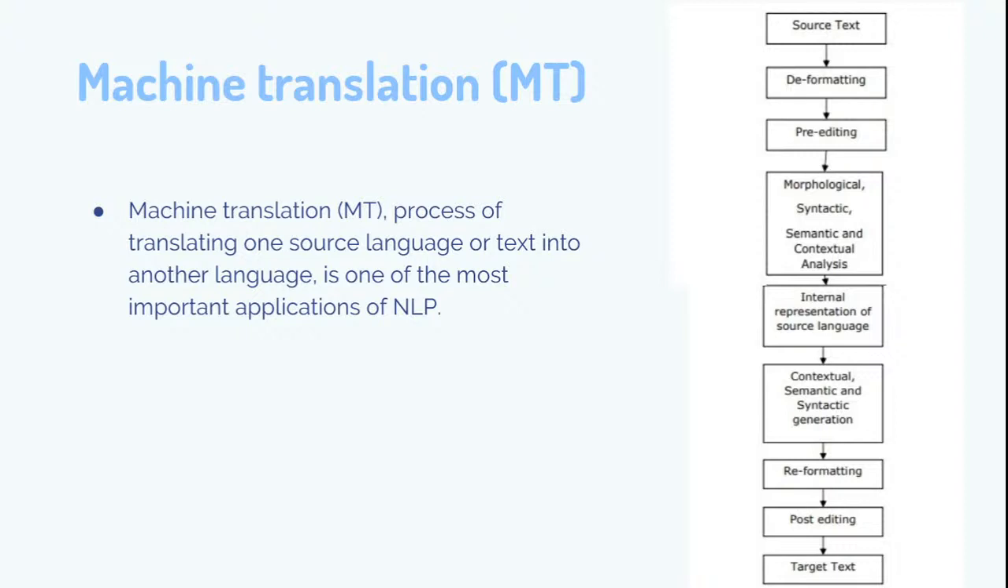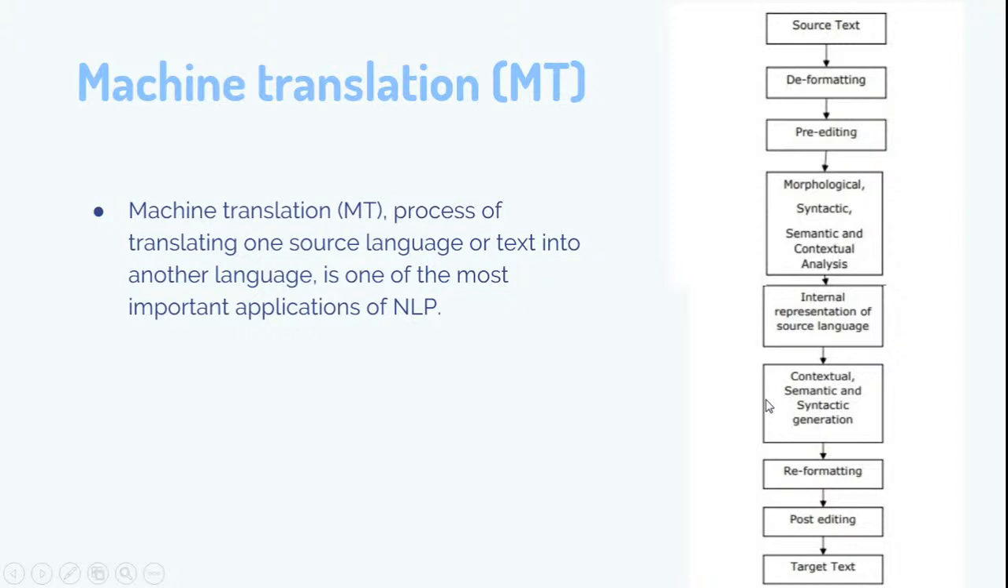You can see on the right corner side the architecture of MT, that is machine translation. We have a source text, which goes through deformatting and then pre-editing. After that we pass it into some analysis functions like semantic or contextual analysis, morphological or syntactic analysis. After that we move on to the internal representation of the source language. We need to convert the input language into some other language, so for that purpose we check the other language processors. That is the internal representation of the source language, then semantic and syntactic generation.